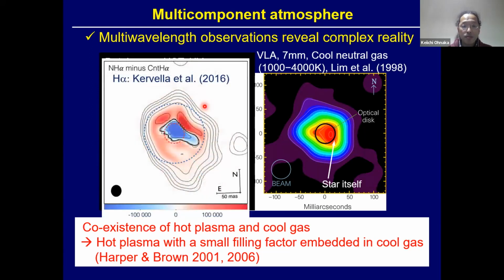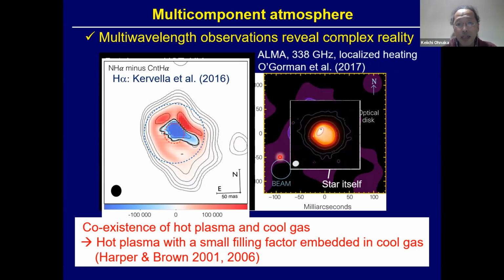And this is a more recent image taken by Kervella et al., the Betelgeuse image in the H alpha line, which also originates from the chromosphere. So from this image too, it is obvious that the chromosphere extends to 3 stellar radii. The right panel shows the 7 mm image taken with the VLA, which shows cool neutral gas at 1000 to 4000 K. So this image and this chromospheric gas image are shown on the same spatial scale.